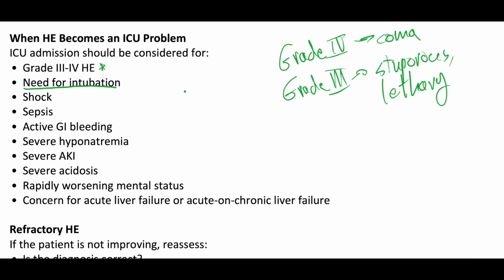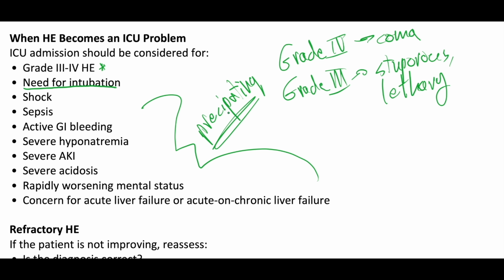In addition to that, as we said, these patients often have a precipitating factor. It's not usually just hepatic encephalopathy. Many of them are in shock or septic or have GI bleeding or renal failure, all that kind of stuff, acute on chronic liver failure. So the hepatic encephalopathy itself can require ICU admission for mental status, but the precipitating factors mixed with the hepatic encephalopathy can often be a reason for ICU admission as well.